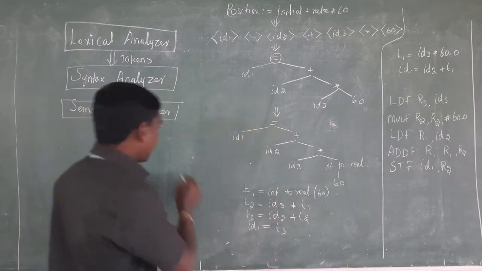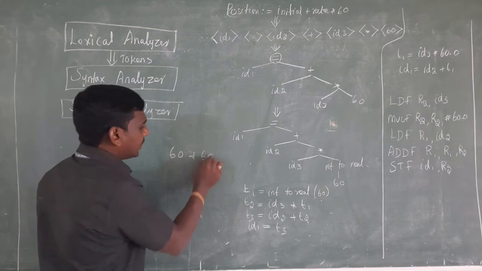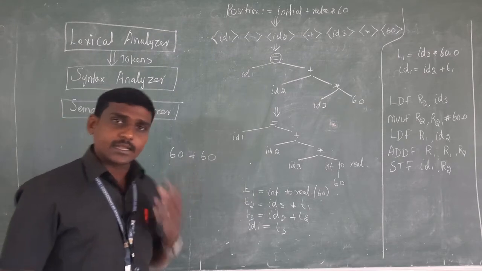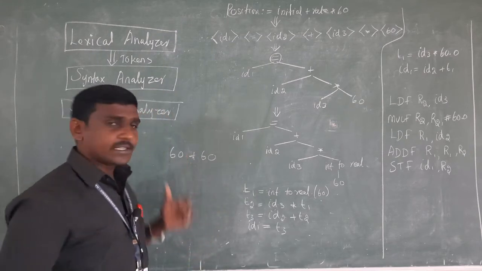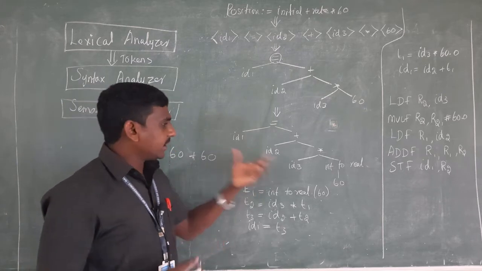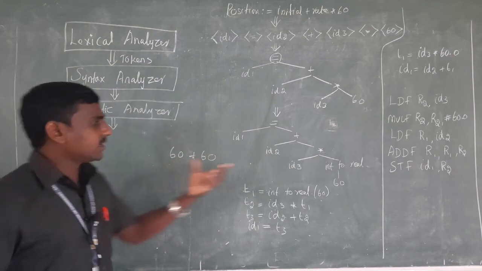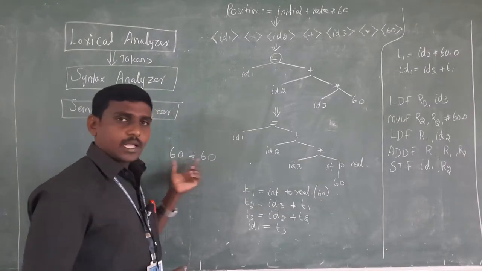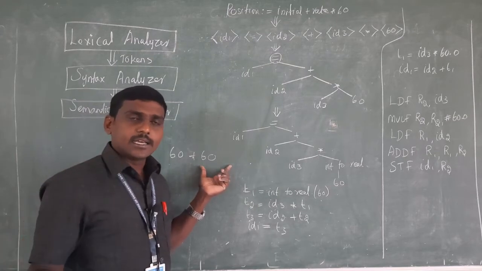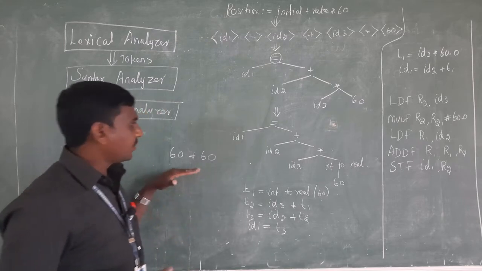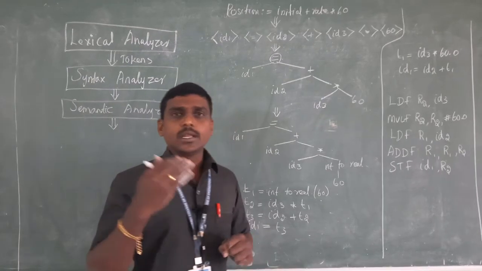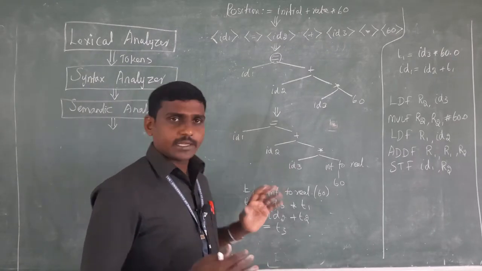For example, I want to add 60 plus 60. We know 60 is a number, but the compiler doesn't know whether it is an integer, real, float, or decimal number. So here it checks the type, whether 60 is an integer, a character, a real value, or a float value. This is performed in the semantic analyzer. Simply, the semantic analyzer is used for type checking, and that is very important.